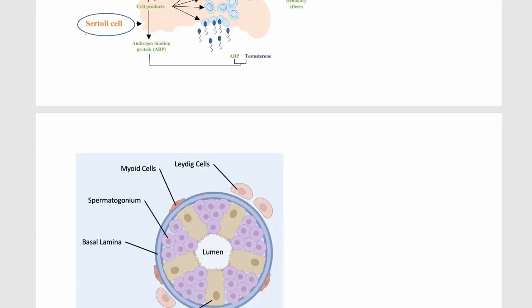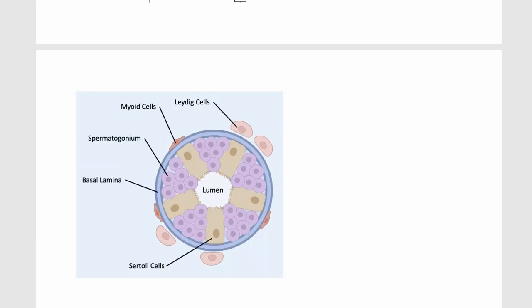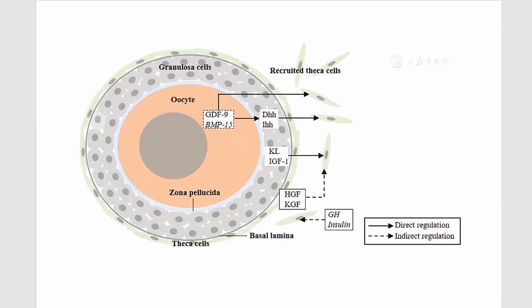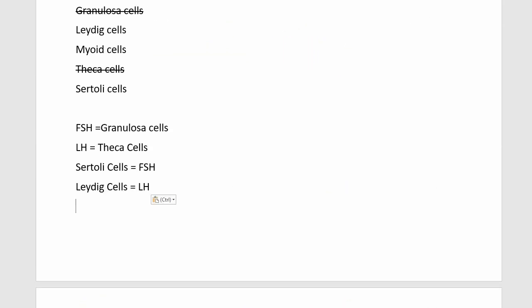And the final one we have are these myoid cells that you can see around the outside here. So myoid cells are smooth muscle-like cells found in the walls of seminiferous tubules within the testes of men. So these contract and they help propel sperm and testicular fluid through the tubules during the process of sperm transport. So those do not react, as far as I'm aware at this stage of my education, to any kind of hormones.